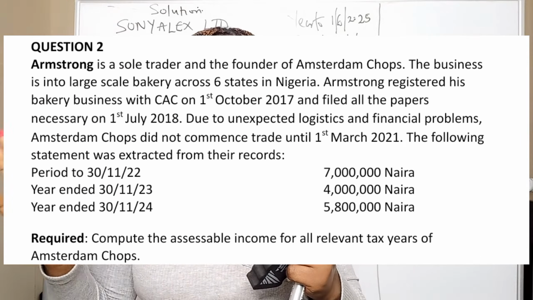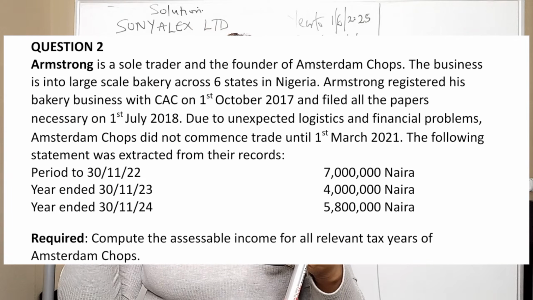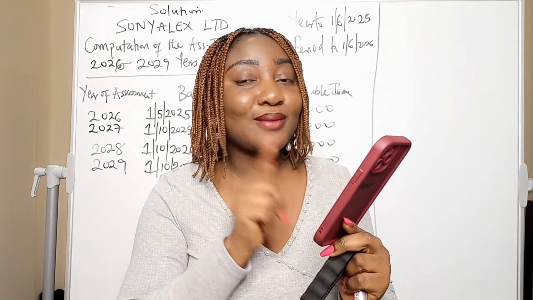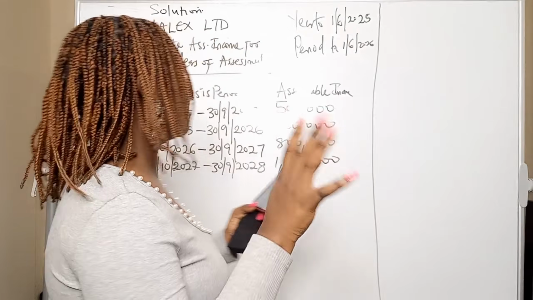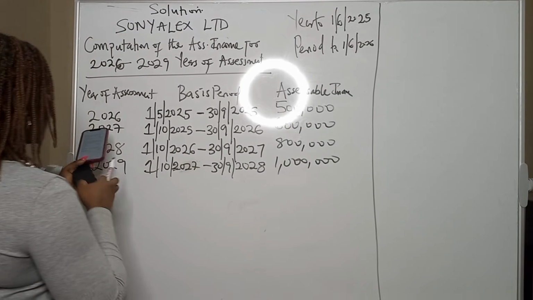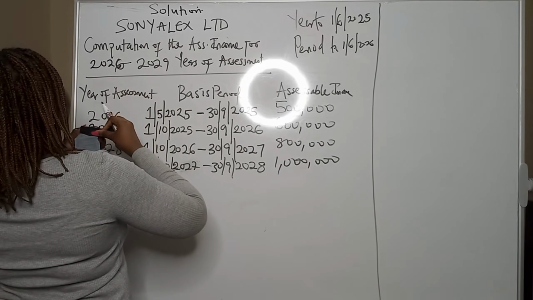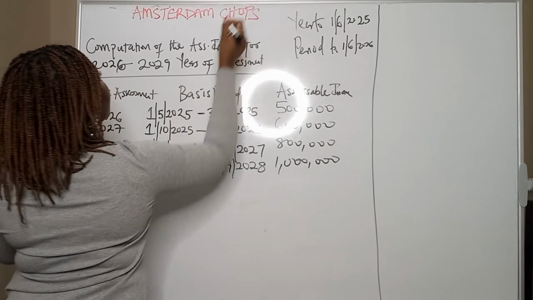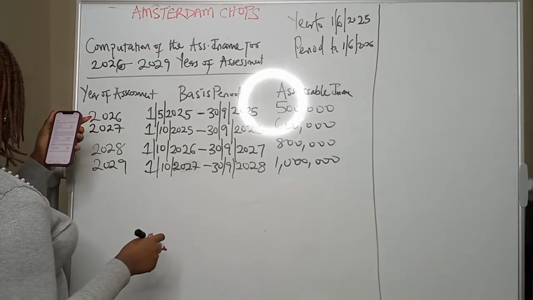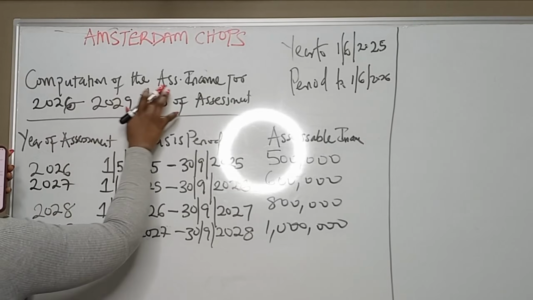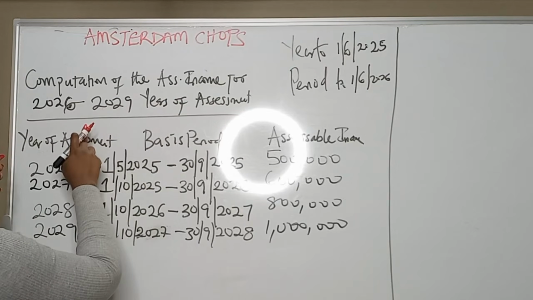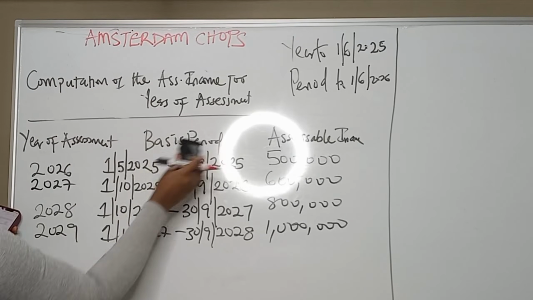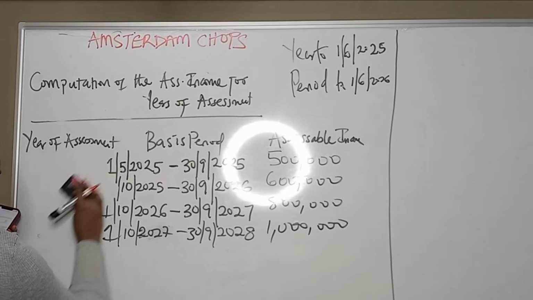Required, compute the assessable income for all relevant tax years of Amsterdam Chops. So here, the business is Amsterdam Chops, not Armstrong. Armstrong is the business owner. So we just write Amsterdam Chops. Computation of the assessable income for, we don't know the years of assessment. Let's do that when we get the business period, years of assessment.